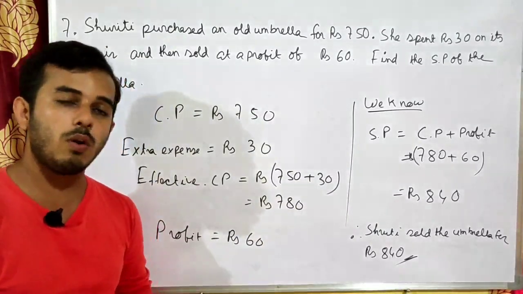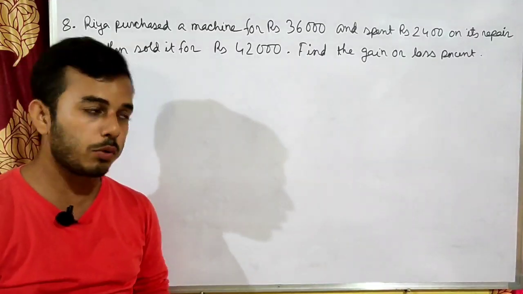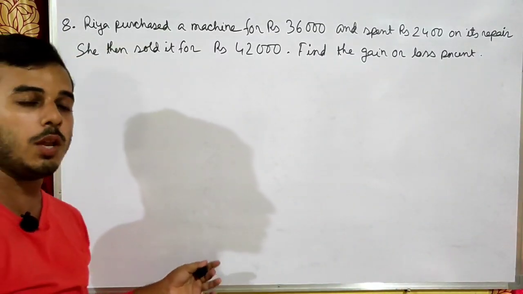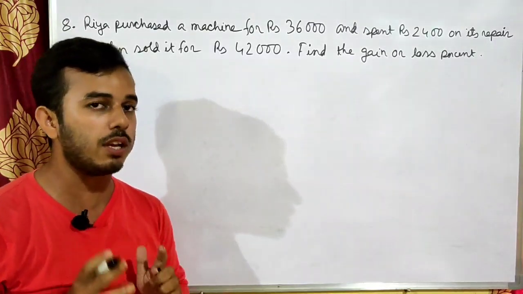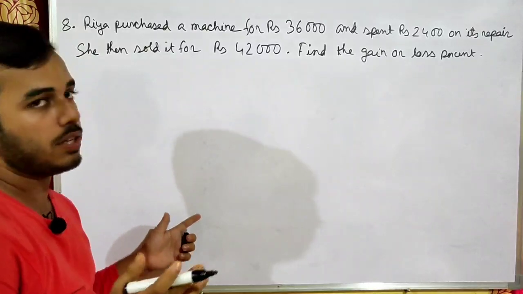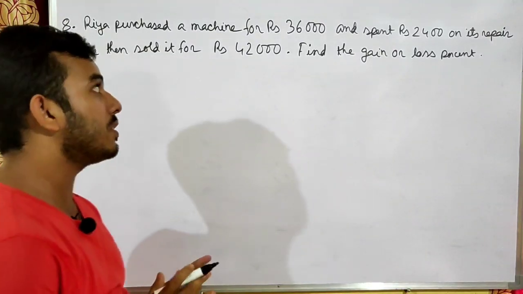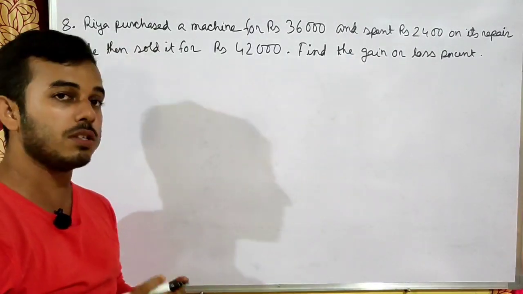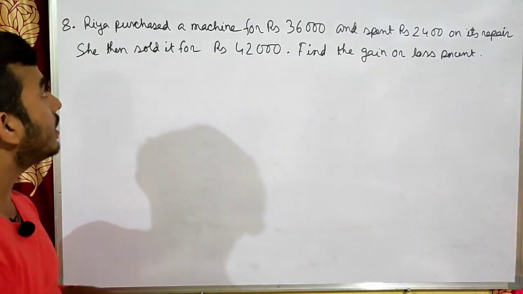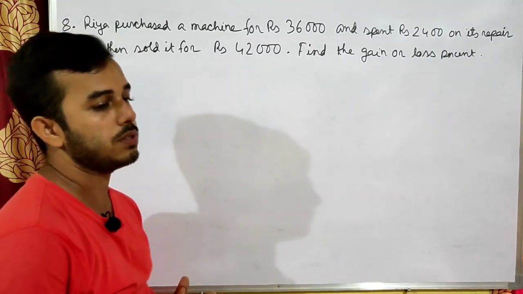Okay, so now let's move to our next question, that is question number 8. The question is the same as the earlier one. In this case we have to find the gain percent. So let's read the question once. Ria purchased a machine for rupees 36,000 and spent rupees 2,400 on its repair. Then she sold it for rupees 42,000. Find the gain or loss percent.